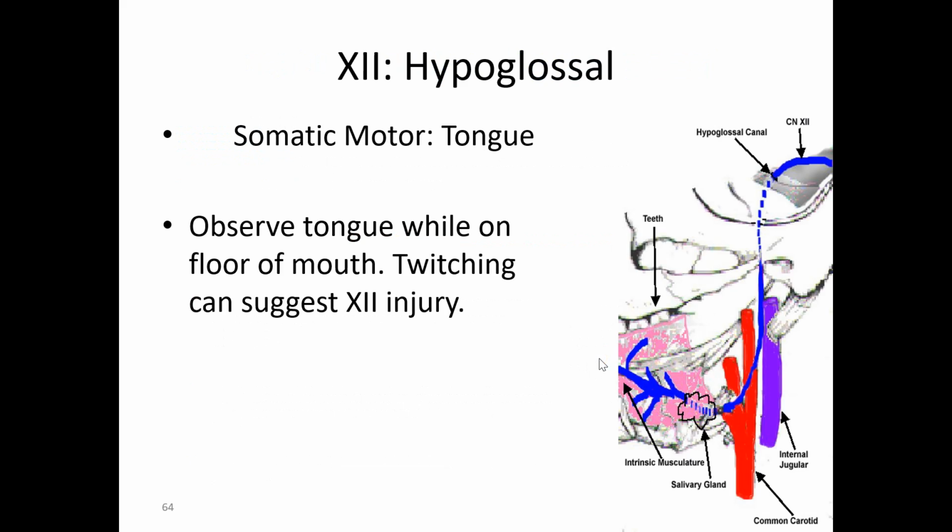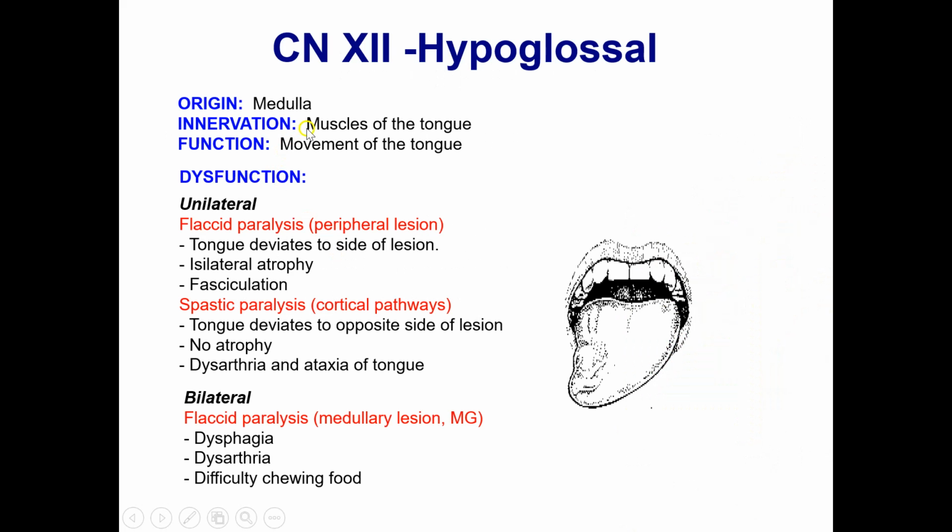Hypoglossal nerve, the last, again pure motor nerve. You must observe tongue on the floor of the mouth for any asymmetry. Its origin is from medulla. It supplies motor innervation to muscles of the tongue, which are involved with movement of the tongue. Dysfunction usually is unilateral. It can be bilateral sometimes. So unilateral again can be flaccid paralysis or spastic paralysis.